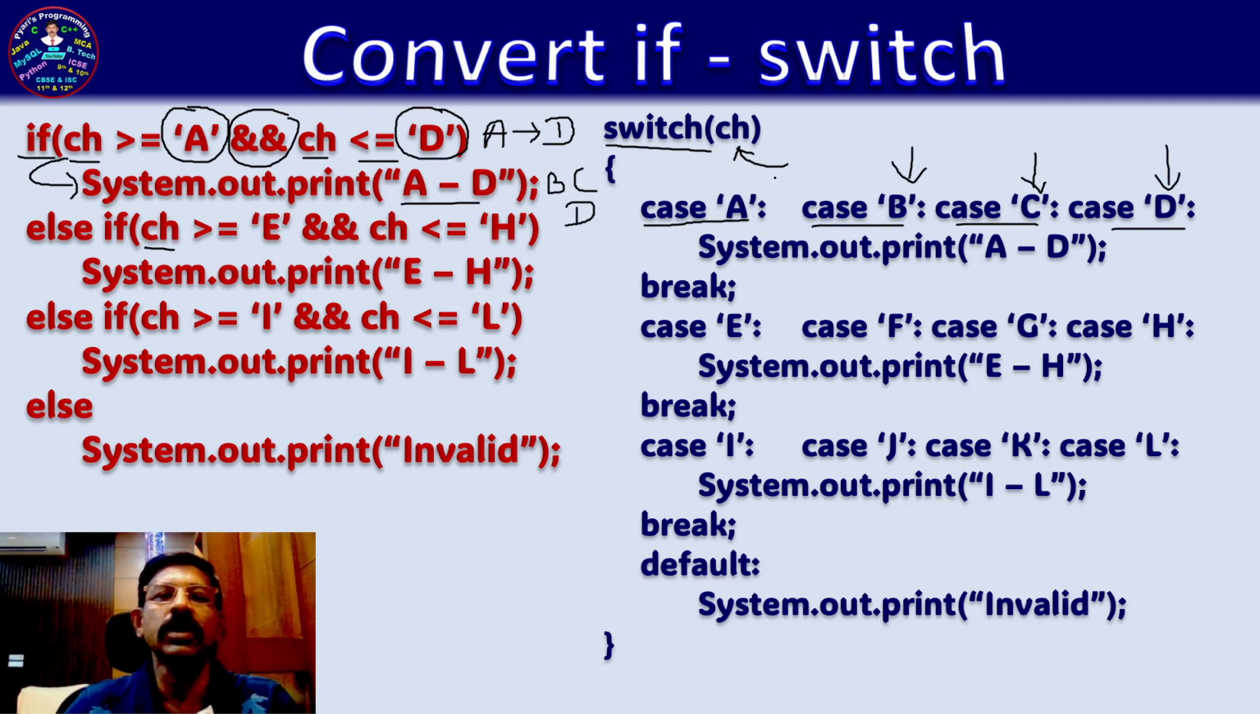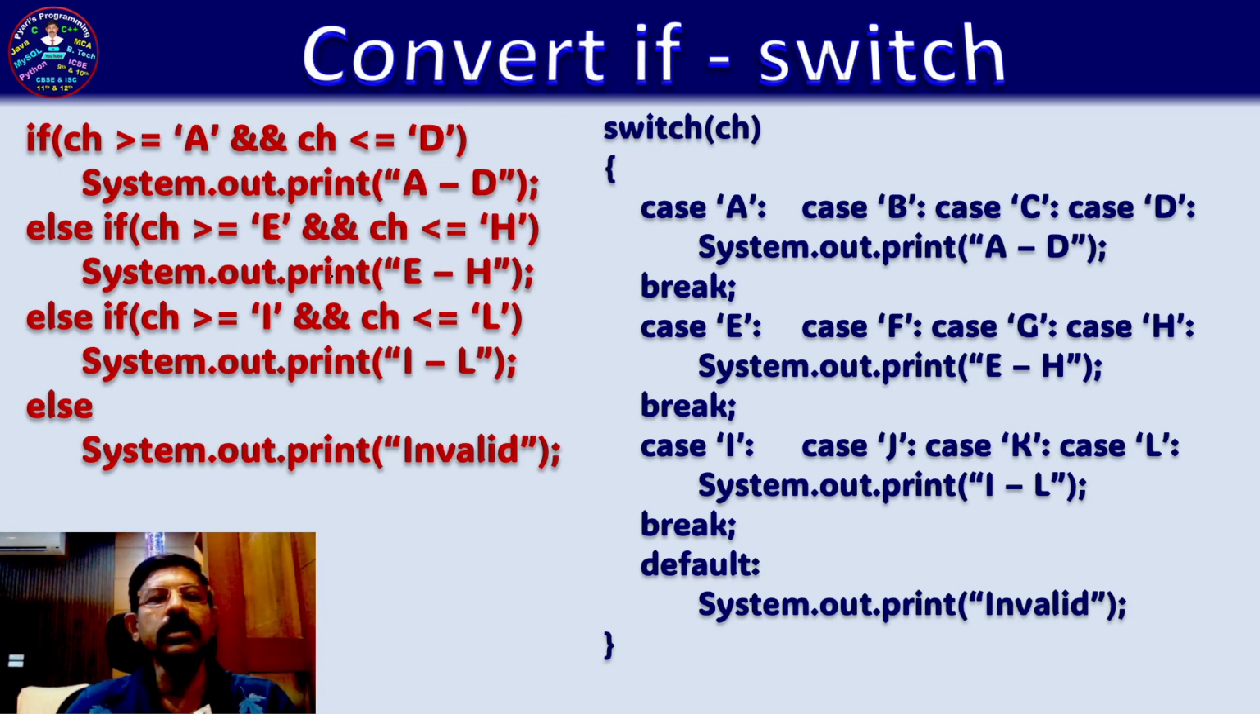Once you have understood this case, then everything is easy. Let me clear this. So here what is the operation? It is displaying A to D. So that's why I will display A to D. After that, if it is false, then it checks the condition again. So that's why break is applied over here.